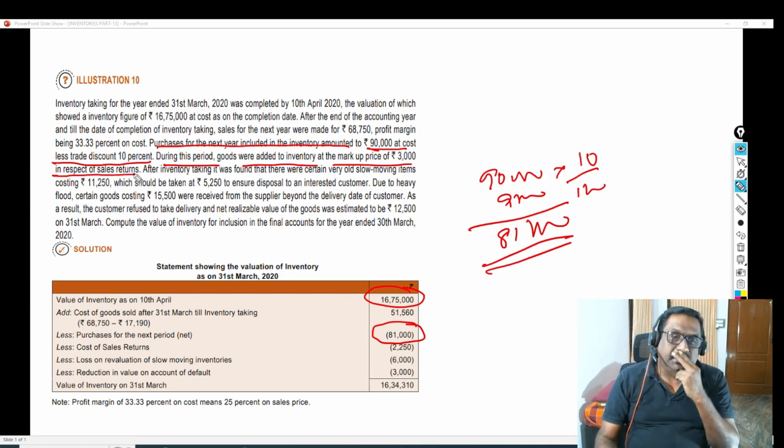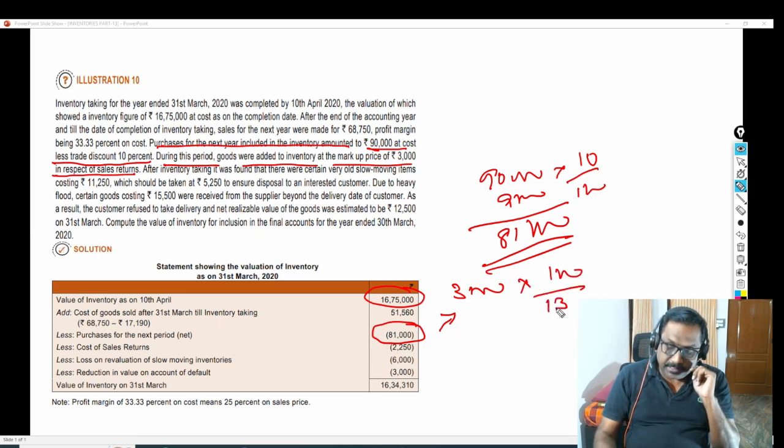During this period, goods were added to inventory at the markup price of 3,000 rupees in respect of sales returns. Sales returns happened during this period, 3,000. This is with markup. You need to arrive at the cost, as I said in the beginning. So what you need to do? 100 divided by 133.33% you need to calculate.